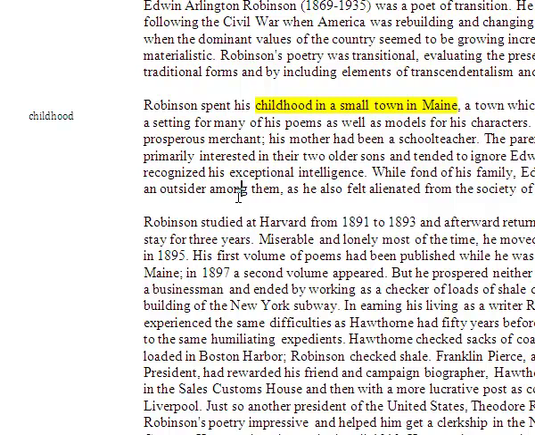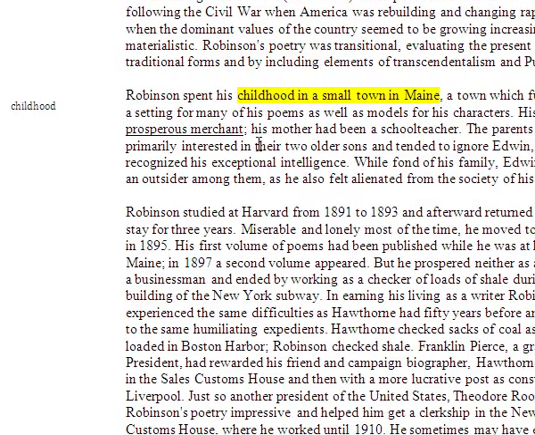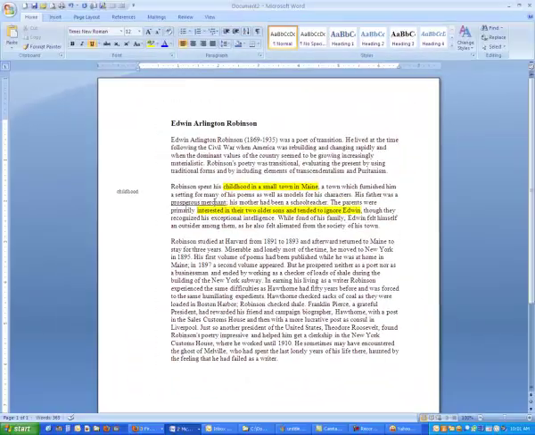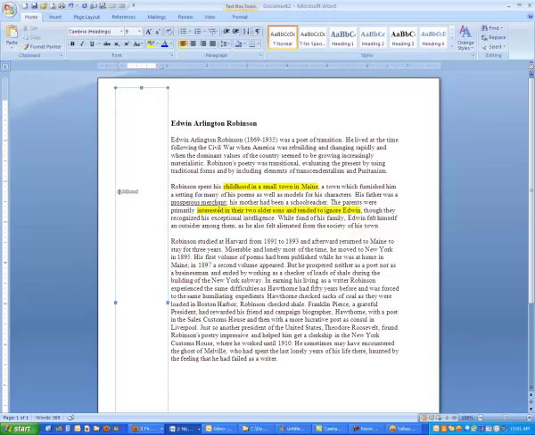Now, as I'm going through, I may also find that something else that's very important was that this man's father was a prosperous merchant, so I might underline that. Okay, and I might also think it's fairly important that his parents were much more interested in the two older sons and tended to ignore this author. So I'm going to highlight that. To me, a highlight is more important than an underline, and notes on the side just tell me more information.